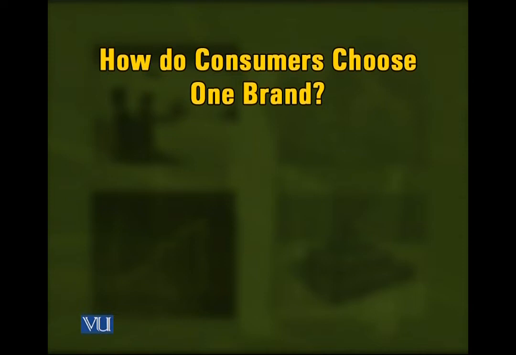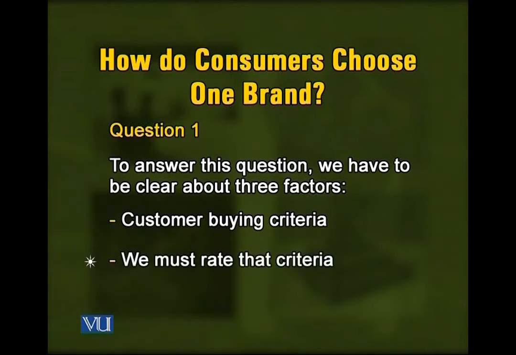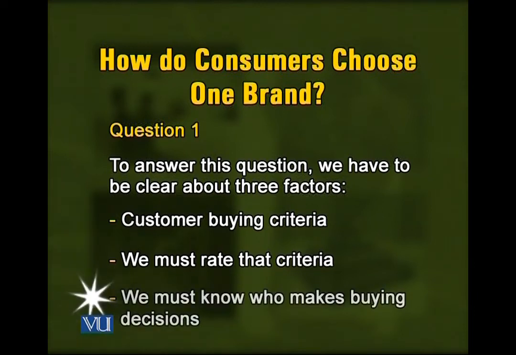Let us discuss these questions one by one. First of all, how does a customer choose one brand over the other? In order to understand that, we have to understand one more fundamental, I would say, and that is, we must know what basically is the buying criteria, how that buying criteria can be rated. It is upon the brand managers or the marketing people to rate that buying criteria. I will talk about these factors one by one. And the third one is, we must know who makes buying decisions. I will repeat, I'm talking about three criteria.